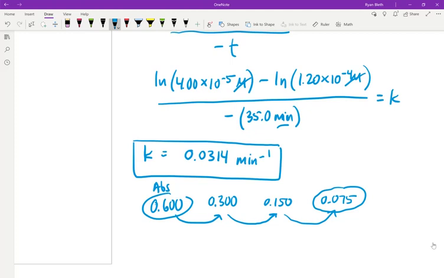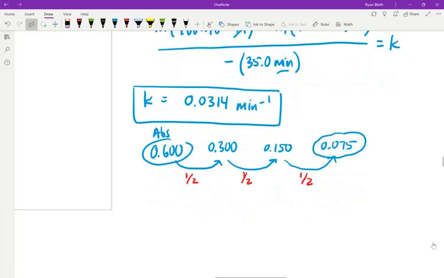And if you recognize that they're multiples of each other in that way, you could do this a little bit quicker to see that this is cutting in half, this is cutting in half, and this is cutting in half. So we're down to 1/8 of the original concentration. We would recognize then that that represents 3 half-lives because we've cut it in half 3 times. And so the time required to get from 0.6 to 0.075 would be 3 half-lives.